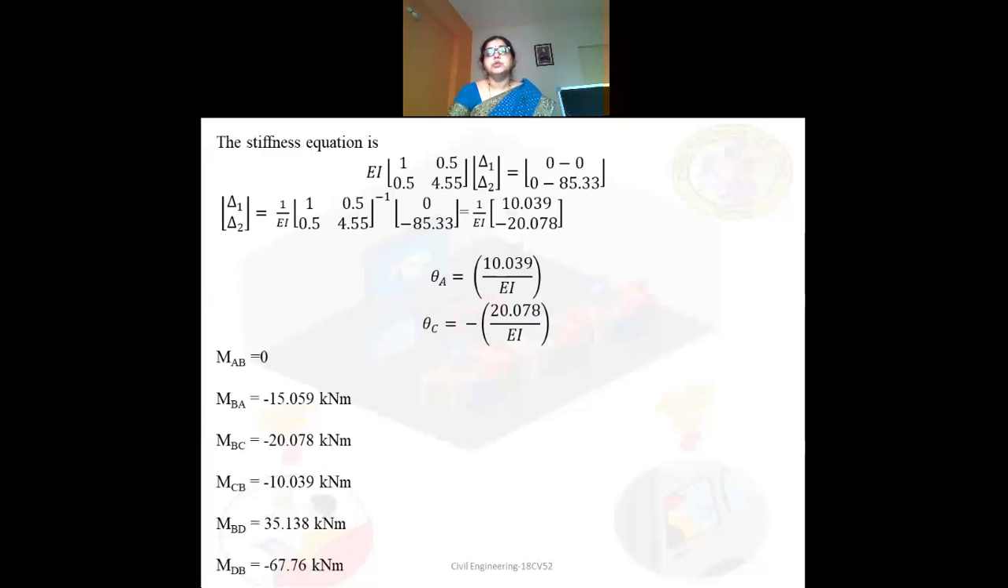Once you substitute theta A and theta C values in your slope deflection equation, you are going to get the final moments. MAB is equal to 0, MBA is equal to minus 15.059 kilonewton-meter. Similarly, calculate MBC, MCB, MBD and MDB.